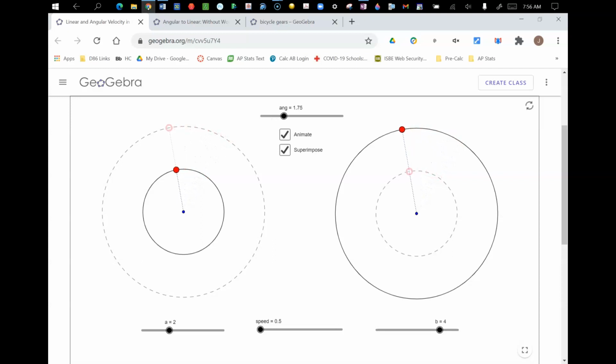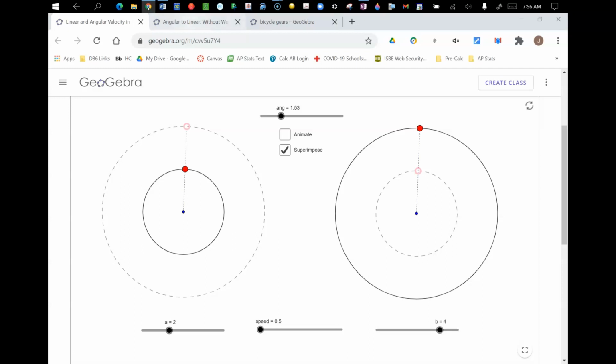You see right about here, they both hit pi over 2, but the outer point traveled more distance. Pi, 3 pi over 2, and finally one full rotation of 2 pi. So essentially what we see is that they take the same amount of time to rotate the same angle, but the outer point covers more distance in that same amount of time. So it's moving at a faster linear velocity.